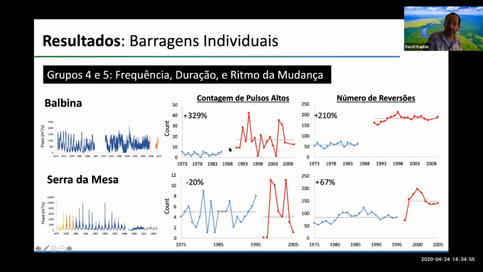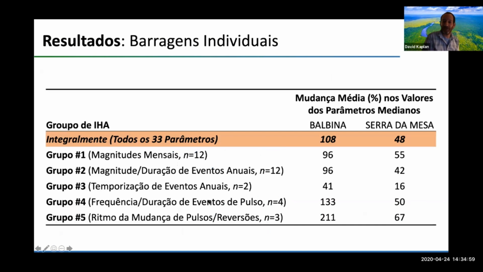Okay, so these are just a few examples I could show for each of our stations for all 33 parameters, but we'd be here all day. So I want to just summarize for Balbina and Ceja de Mesa. How do we think about, maybe it's not the most scientific way to say it, how badly has the dam affected the flow regime? And we can say across all 33 parameters, Balbina was about twice as bad as Ceja de Mesa.